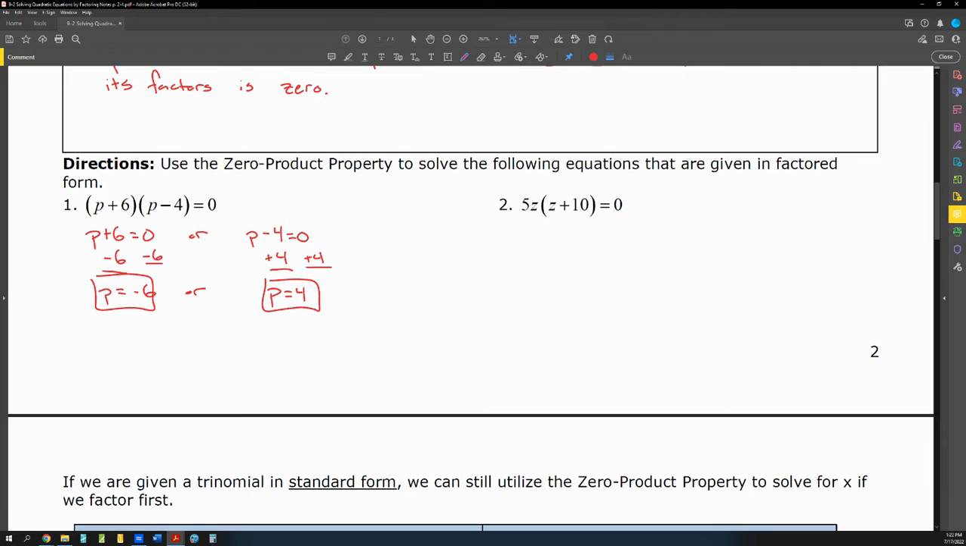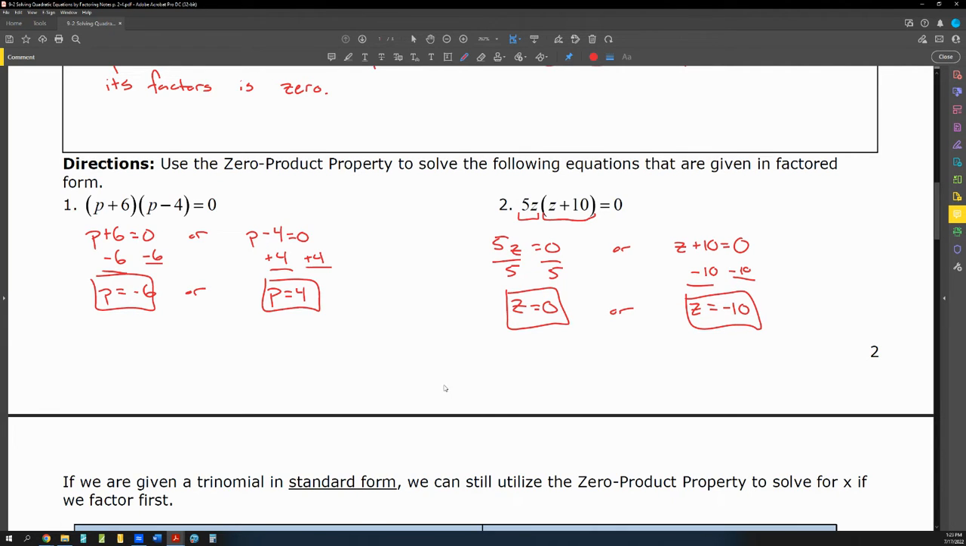In number 2, notice we still have something times another thing equals 0, so we can set each of those factors equal to 0, where the first factor is 5z and the second factor is z plus 10. Solving each of these equations, on the left-hand equation, dividing both sides by 5, we get z is equal to 0. For the right-hand equation, subtracting 10 from both sides, we get z is equal to negative 10.